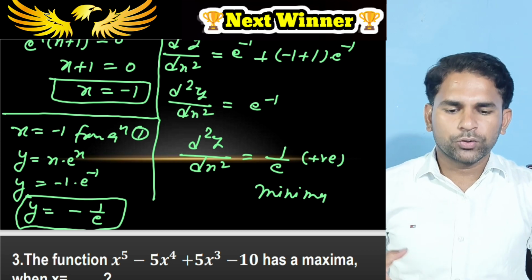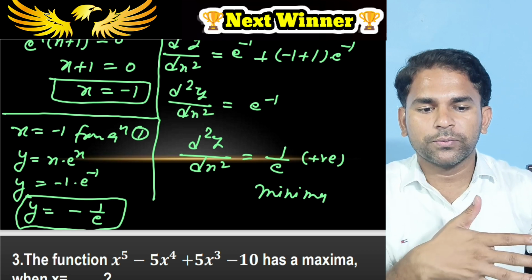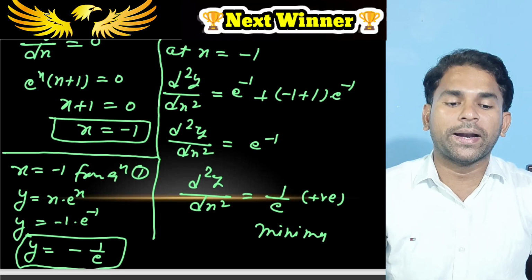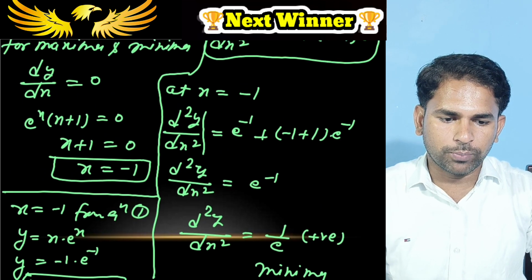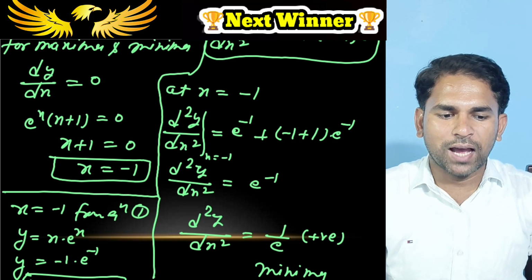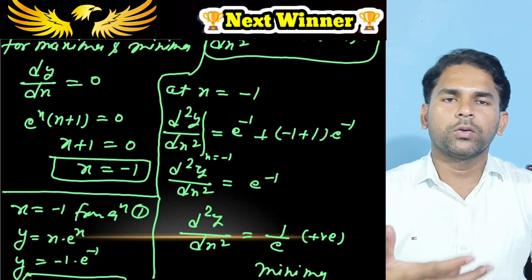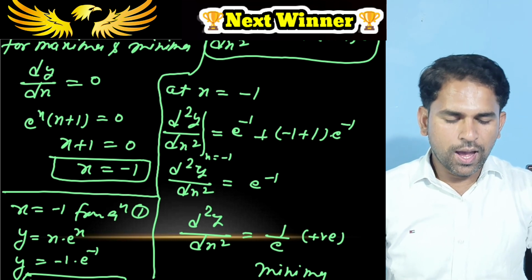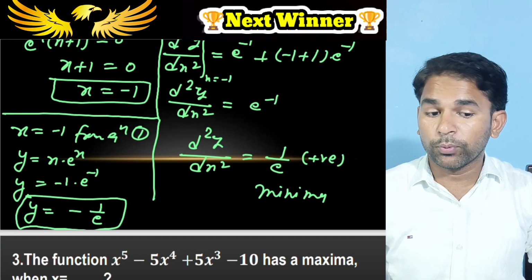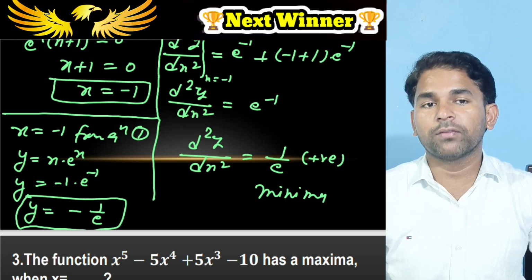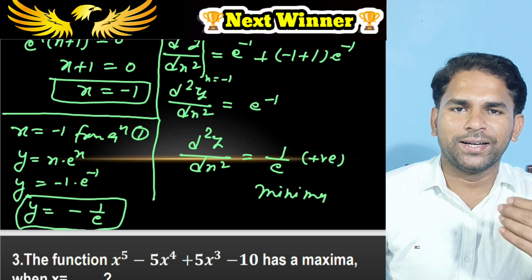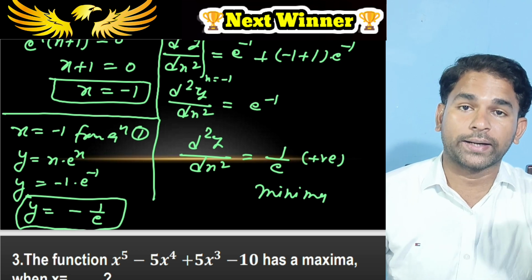How much minima? That value, at which you got this d²y/dx². For better understanding, we place x = -1, wherever x is present. After placing -1, you got 1/e. Before that 1/e there is no sign, which means positive, which means minima. So this is the identification. Please do practice.